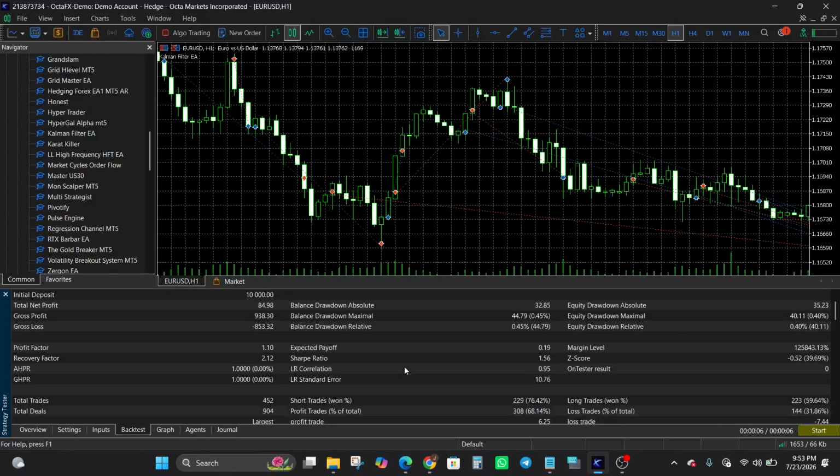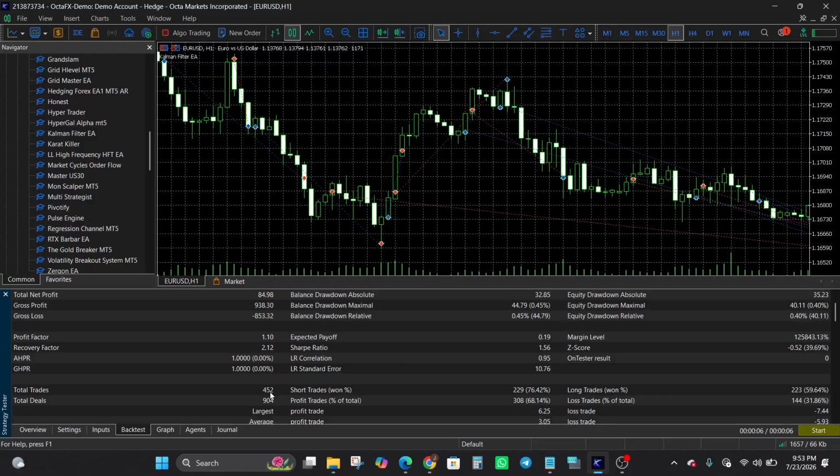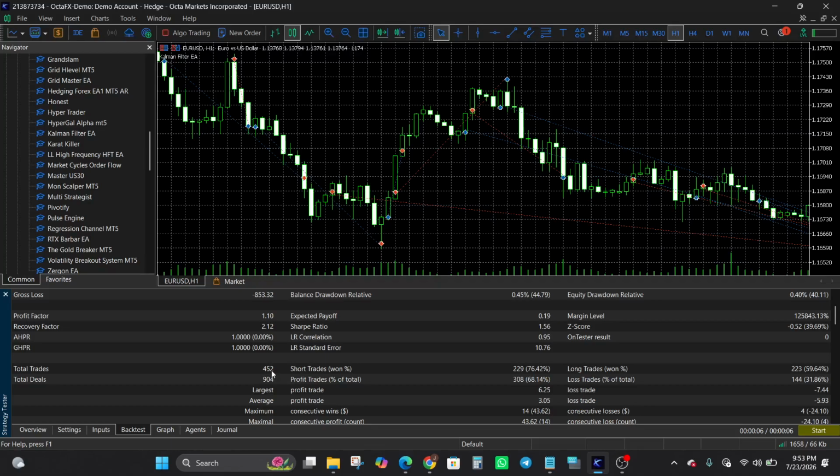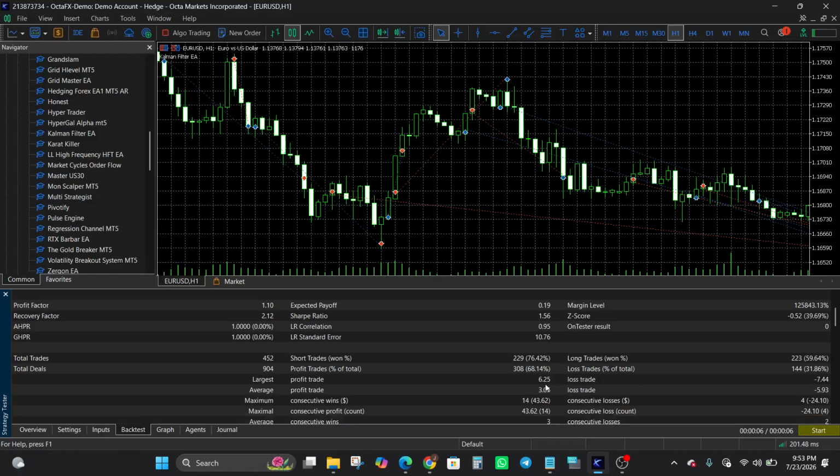Now, when we analyze the trade distribution, the system completed 452 total trades. Out of those, 308 trades were profitable, giving an overall win rate of 68.14%. Short trades performed noticeably stronger in this sample, winning 76.42% of the time, compared to long trades at 59.64%.